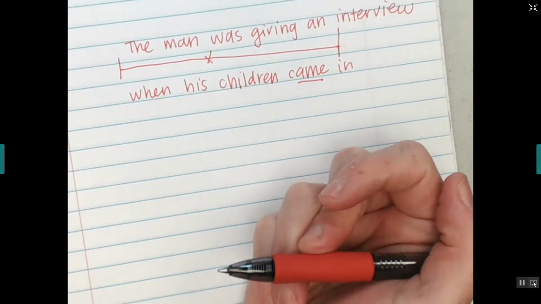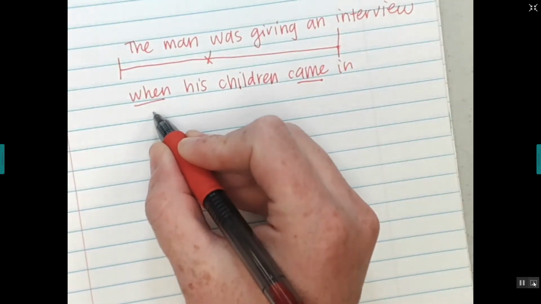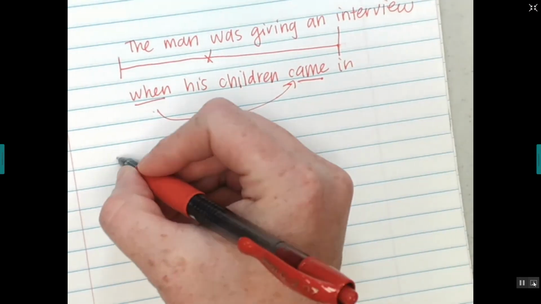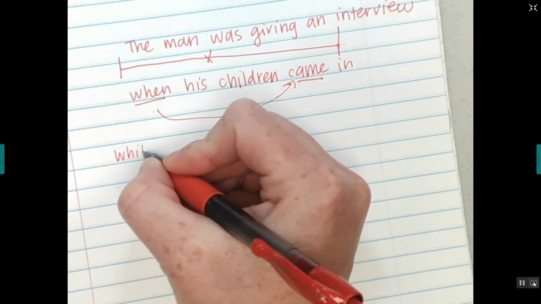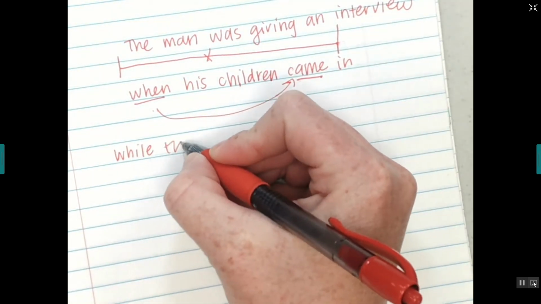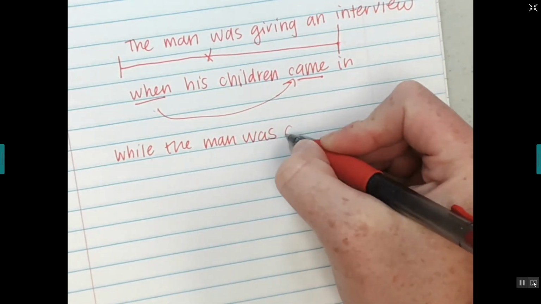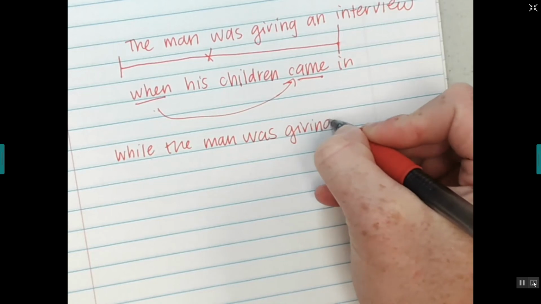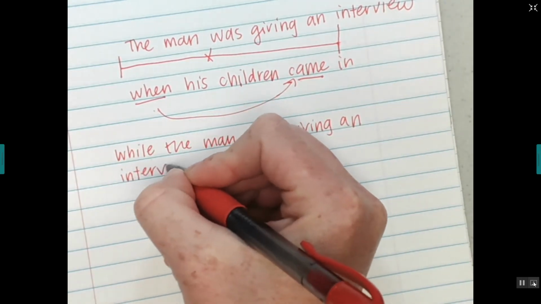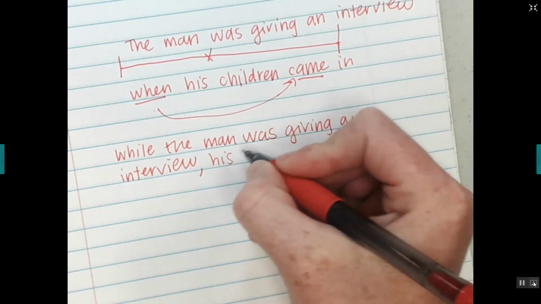And then I wanted to show you two. So this word when, usually after when you're going to use the simple past. You can also say while. So this is mientras, while the man was giving an interview, comma, his children came in.